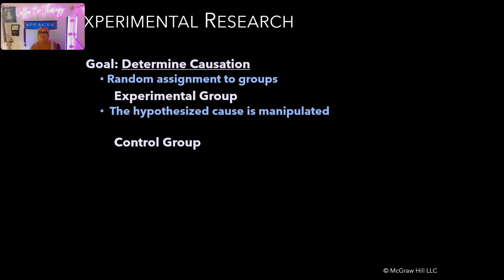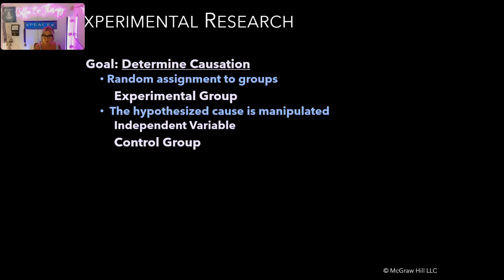All right, let's look at experimental research. The goal is to determine causation. So now when we're looking at experiments, we're looking at the causes. We've got experimental groups. The hypothesized cause is manipulated. So you have something that is manipulated. That is your independent variable, or your IV.